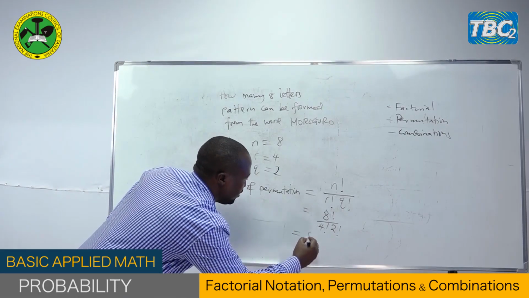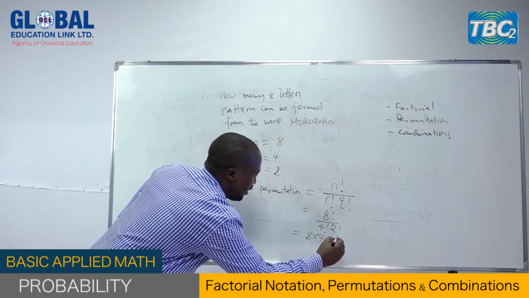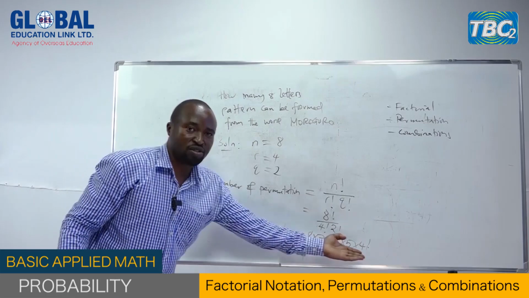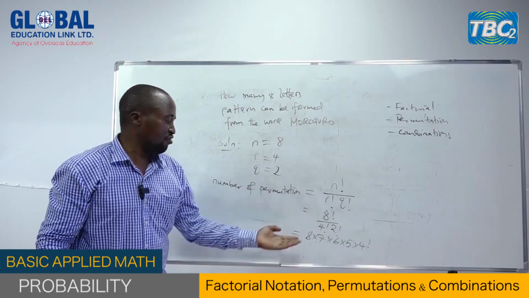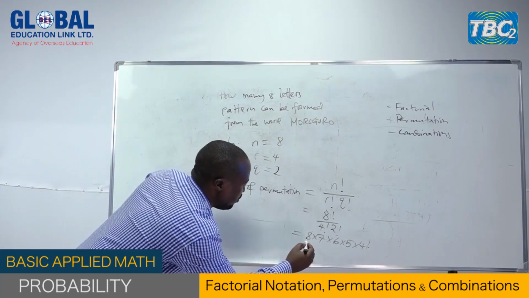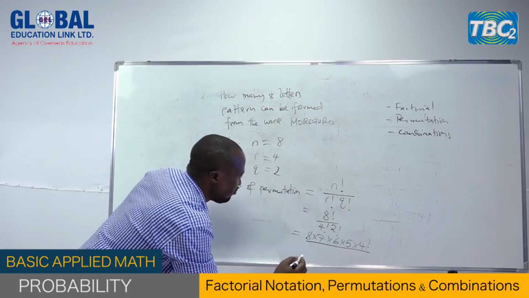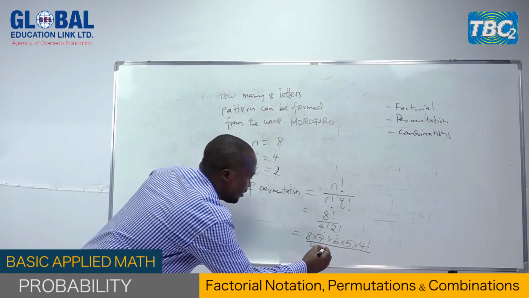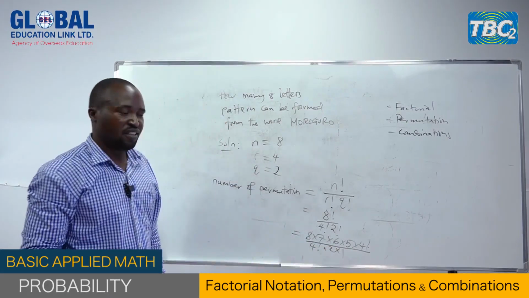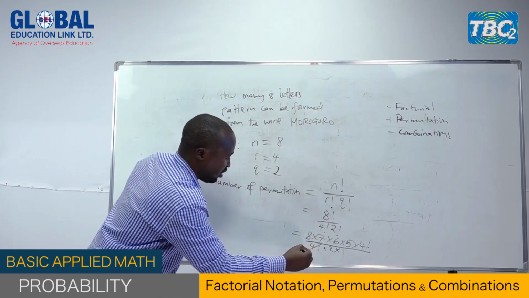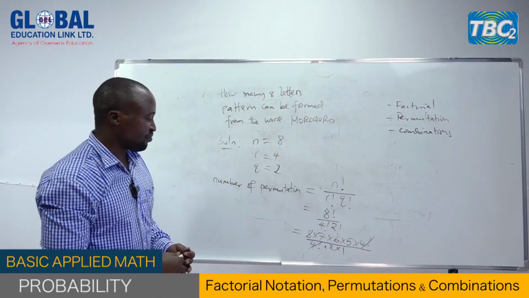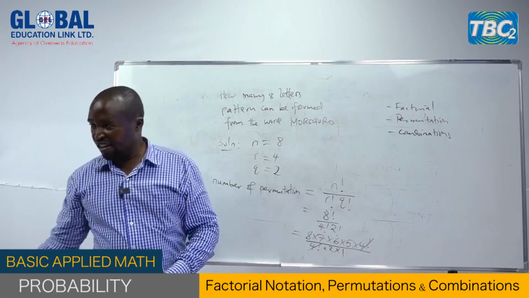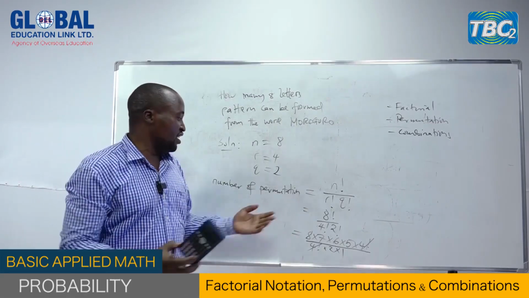So this one is equal to 8 times 7 times 6 times 5 times 4 factorial. Now why 4 factorial? Because in our denominator side we have 4 factorial. So this will be divided by 4 factorial. Now remember, 2 factorial is the same as 2 times 1. Now in this case, 4 factorial will vanish. Then take your scientific calculator and try to find the answer for what is remaining here.